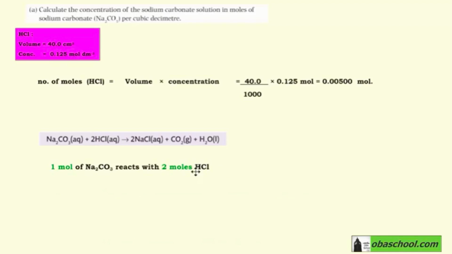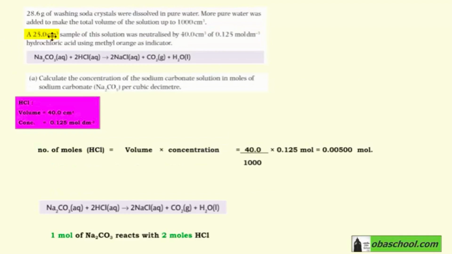So if I want to calculate the number of moles of sodium carbonate, I have to find the number of moles of hydrochloric acid and divide it by 2. So the number of moles of sodium carbonate equals the number of moles of hydrochloric acid divided by 2, since we have 2 moles of hydrochloric acid in front of 1 mole of sodium carbonate. So I divide by 2 to get the number of moles of sodium carbonate. The answer will be 0.00250 moles. So this is the number of moles of sodium carbonate in 25 centimeter cubed sample of this solution.